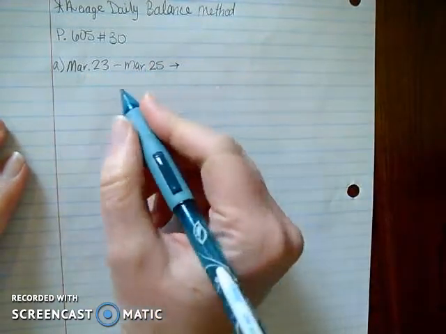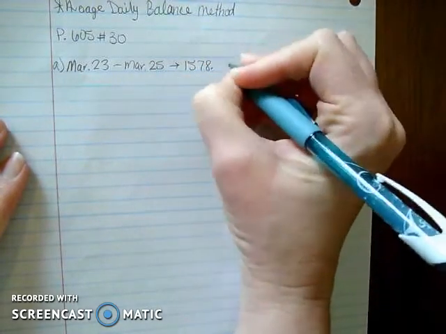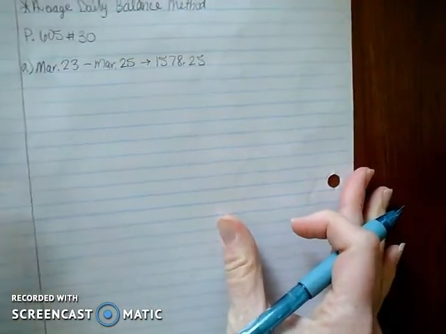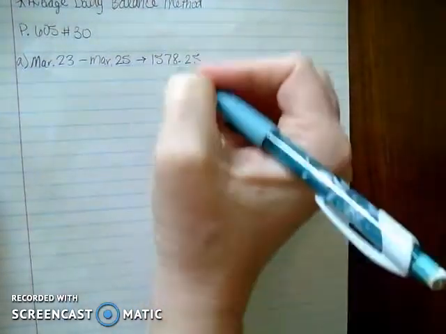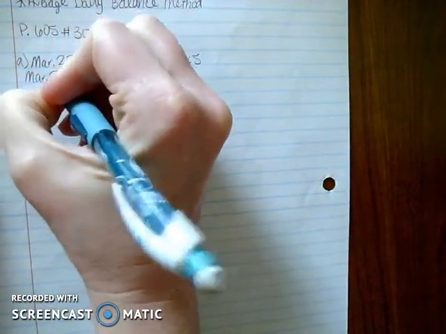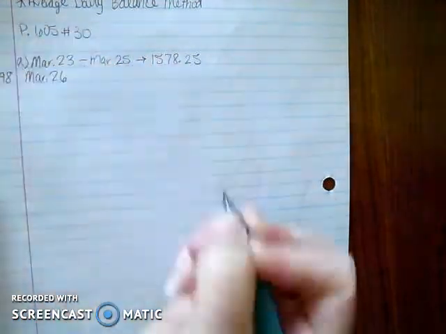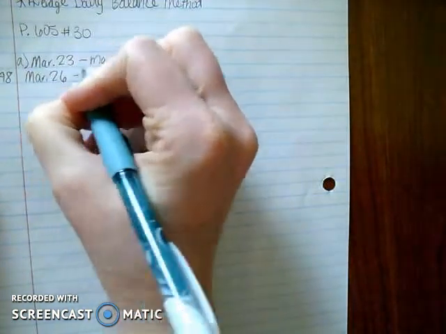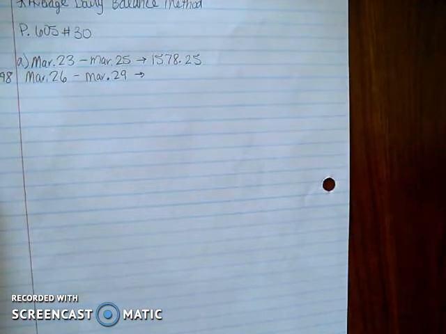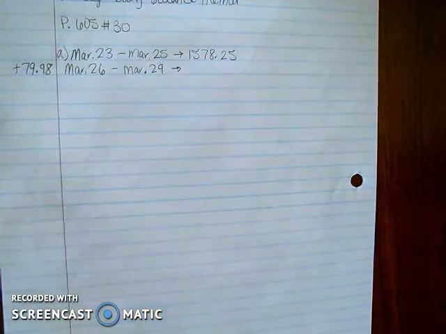Okay, so anyway, the balance is what you had left over, $1578.25. Okay, so there's more than one way to do this. I like to do it this way. I like to just figure out my balance all the way down and then go from there. So then on the 26th, what I do is I add $79.98. Okay, and that stays the same until the 29th, when my next transaction is. Or my next transaction is on the 30th, so it stays the same until the 29th.